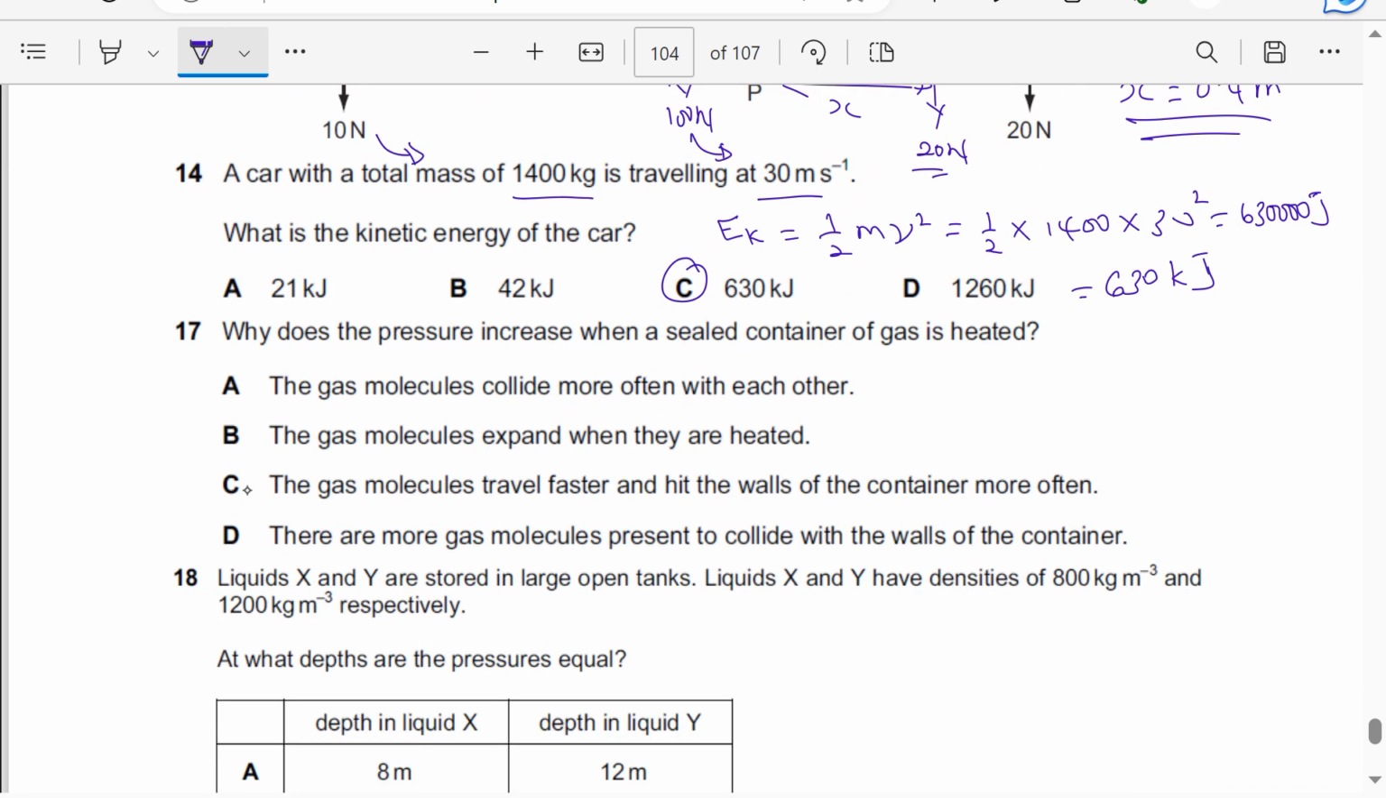Why does the pressure increase when a sealed container of gas is heated? Sealed is heated. Of course, here the molecules gain more kinetic energy and they move faster. So let's see. The gas molecules collide more often with each other. Because it is heated, then we cannot talk about colliding more often. The gas molecules expand. That is not possible. The gas molecules travel faster and hit the walls of the container more often. They travel faster because they have gained more kinetic energy, and they hit the walls of the container more often. So the answer is going to be C.